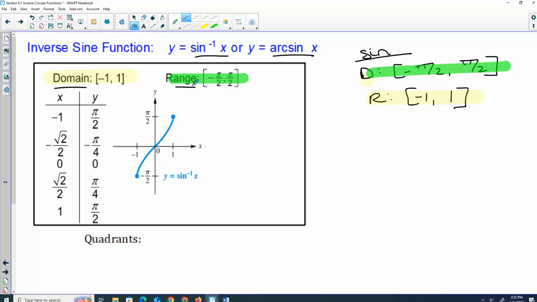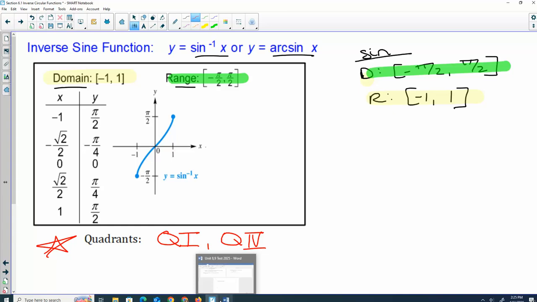The thing that I really care about is right here, the quadrants. This is what you need to know. When I'm talking about sine inverse, I have to be in either quadrant 1 or quadrant 4. Because sine is positive in quadrant 1 and negative in quadrant 4. That is the thing that I will be asking you on every question. The ordered pairs, the graph, I just put here to show you in case you encountered it.